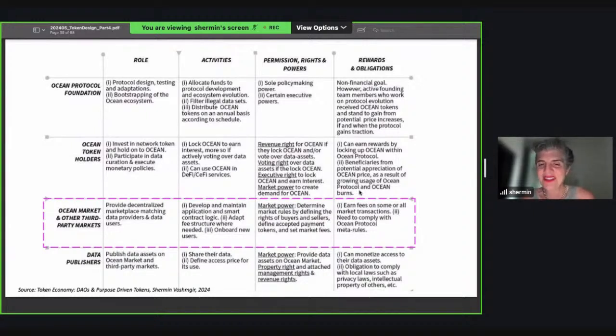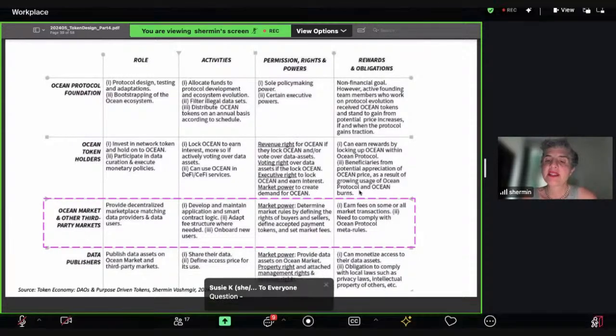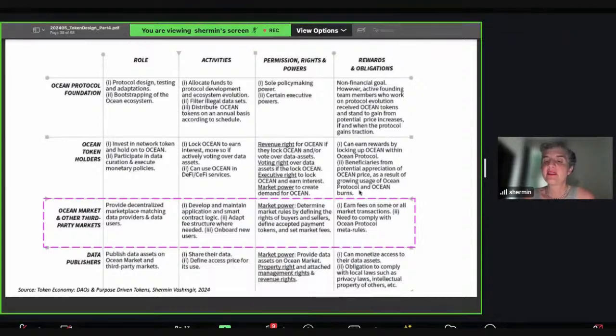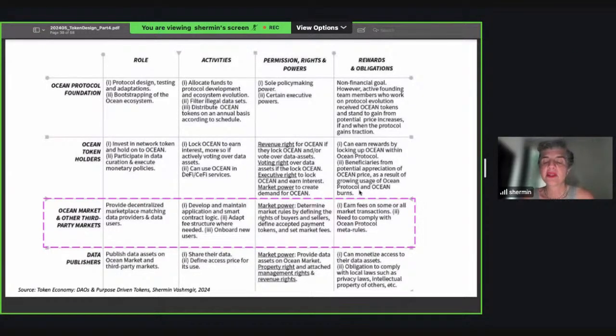Obviously, being a data exchange, they have market power by determining the market rules and defining the rights of the buyers and the sellers on their marketplaces. They also define which token is accepted as a payment token within the market, and they set the market fees. So Ocean Market and other third-party markets, or a predictor, have a lot of market power in the system. The market operators earn fees on some or all market transactions, depending on the market rules. They need to comply with the general Ocean protocol meta rules, let's say.